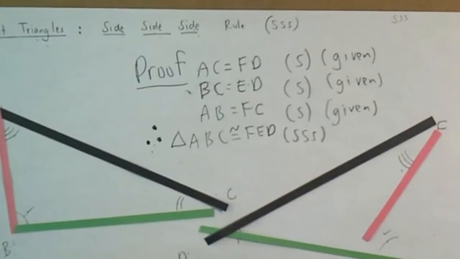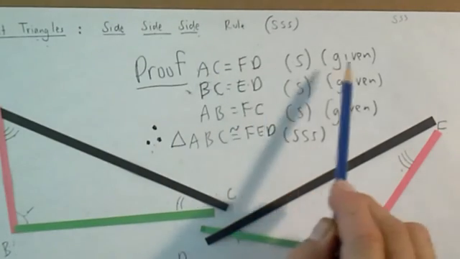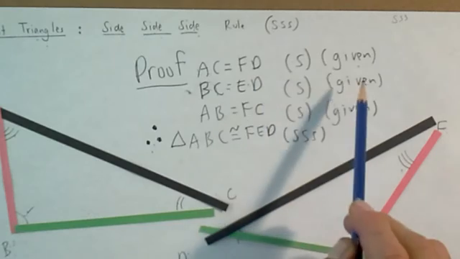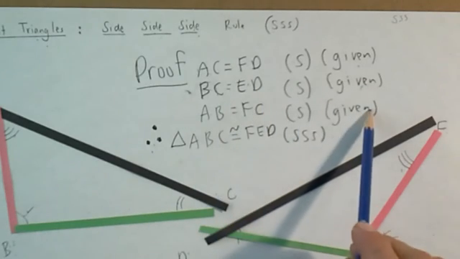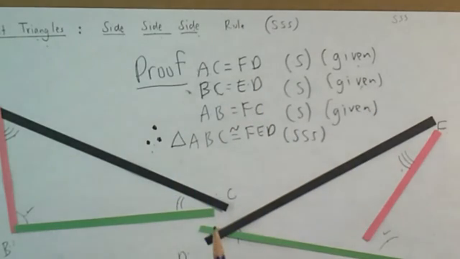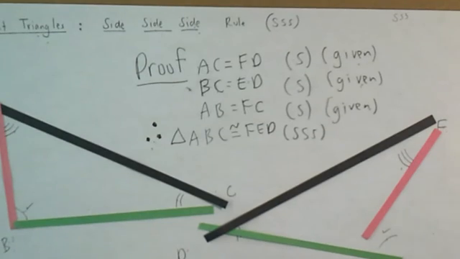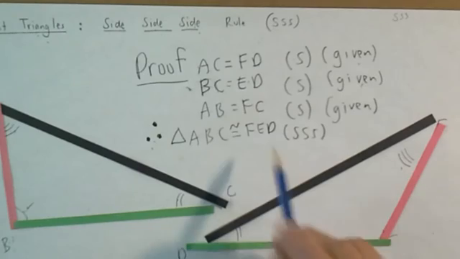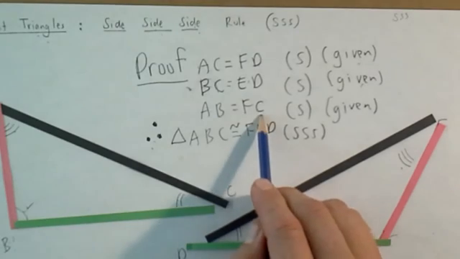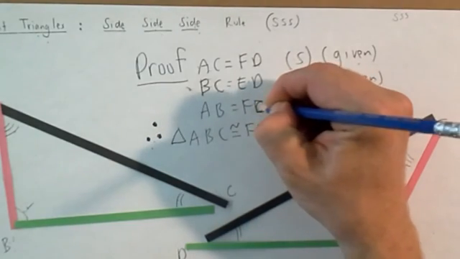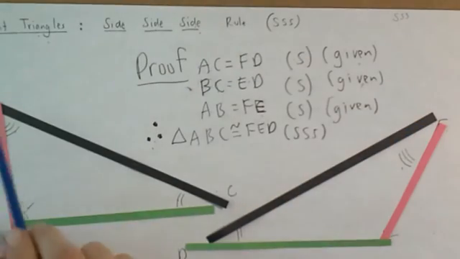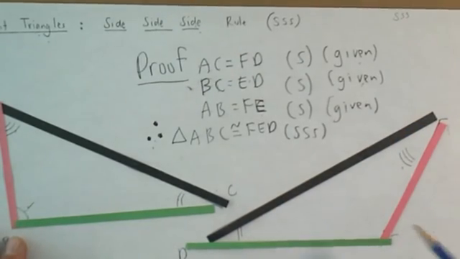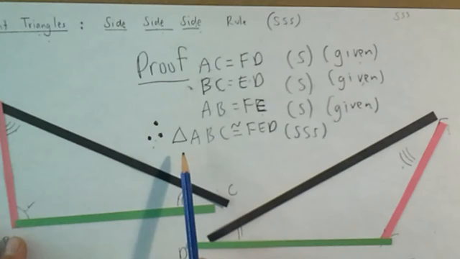So the proof. AC equals FD, given. BC equals ED, given. AB equals FC, given. Therefore, did I make a mistake? Yes. Which one? FC. It's FE. Sorry? FE. This one should be E? Yes. E, thank you. AB equals FE, thank you. Now I'm no longer perfect.